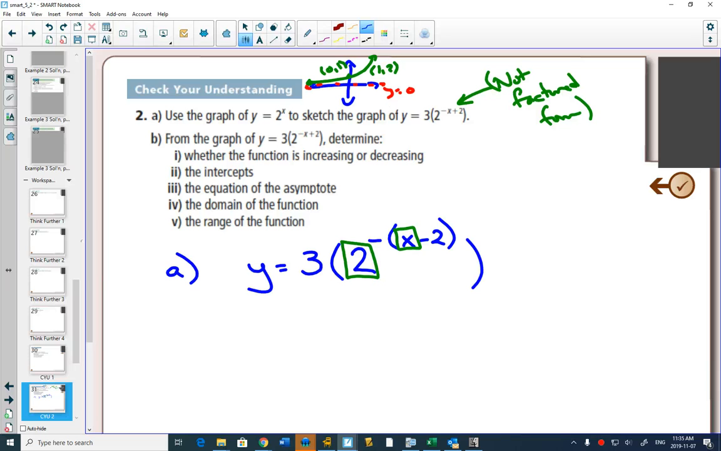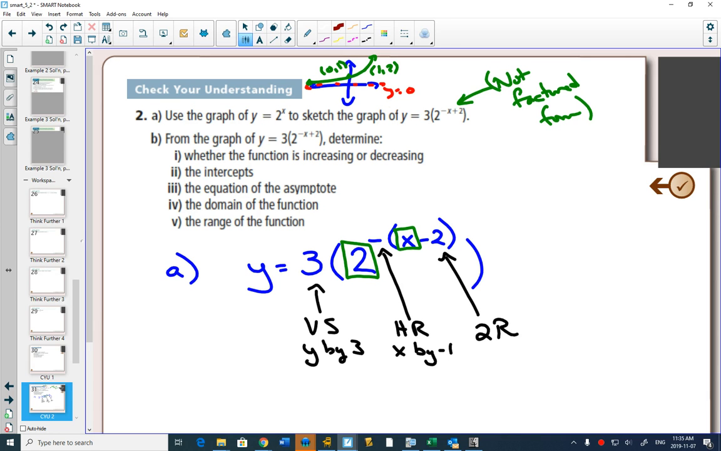So when I'm going from left to right, I have to describe what this 3 does. This is our vertical stretch: y values by 3. Next, the negative: horizontal reflection, x values by negative 1. And finally, minus 2 goes 2 to the right.